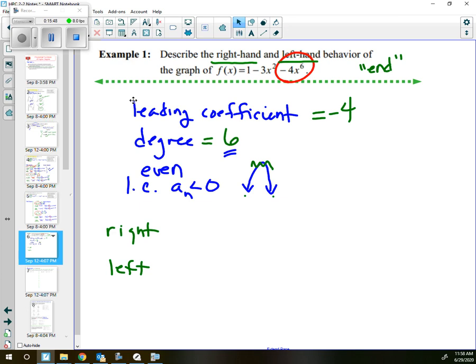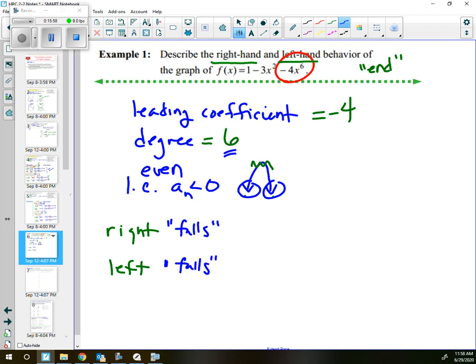Okay, so for the right, we're going to use words and then we're going to use symbols. So for both of these, they're both going down. So the right end falls and the left end falls. So that's verbally, that's a verbal description. Now let's do the notation.